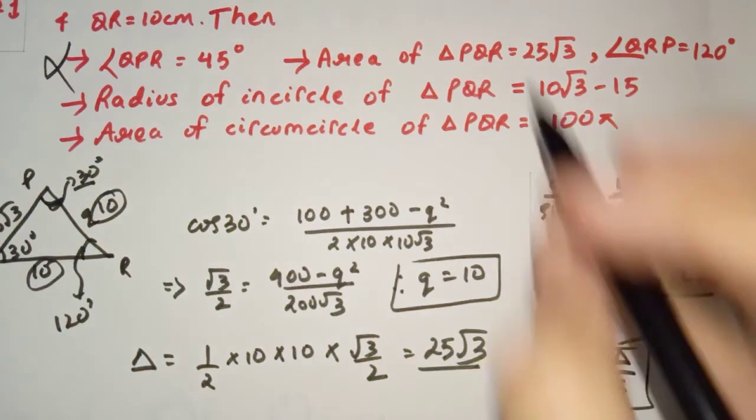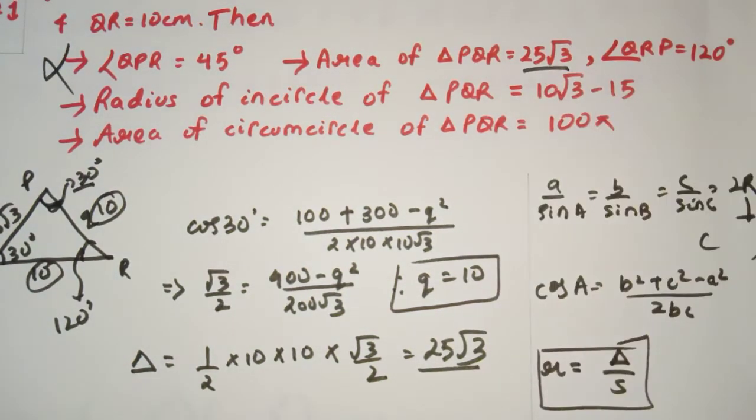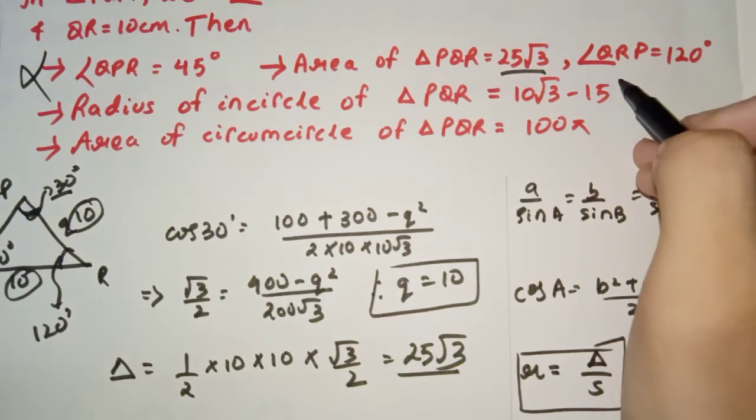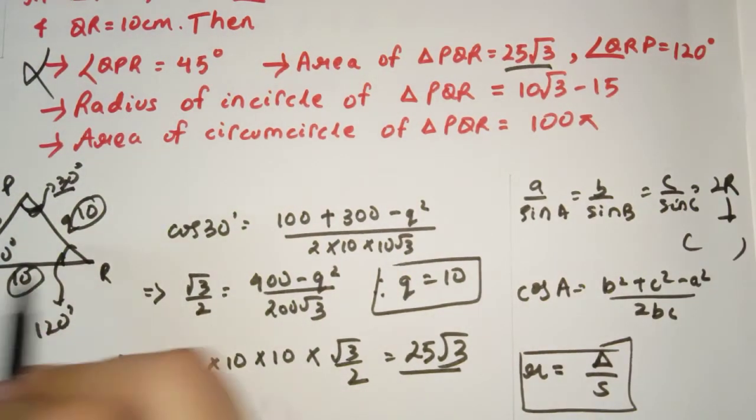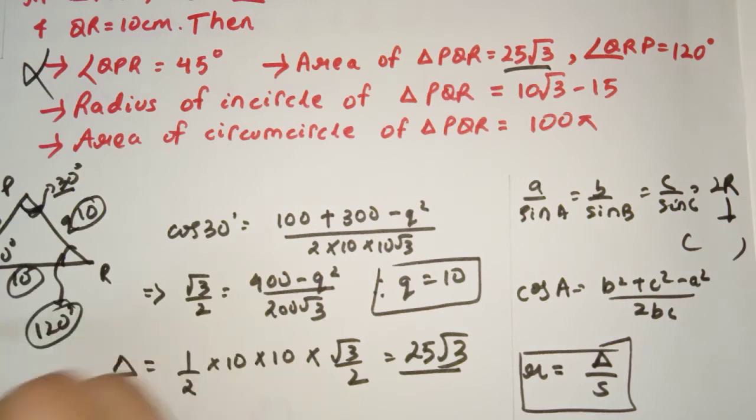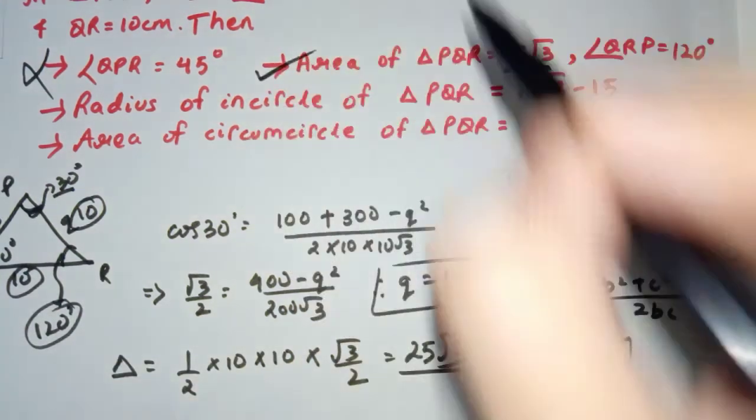Now let's read. Area of triangle PQR is 25 root 3. Yes, it's right. Angle QRP is 120 degree. Let's check. QRP. Yes, this is 120 degree. We just found it out. This option is absolutely right.